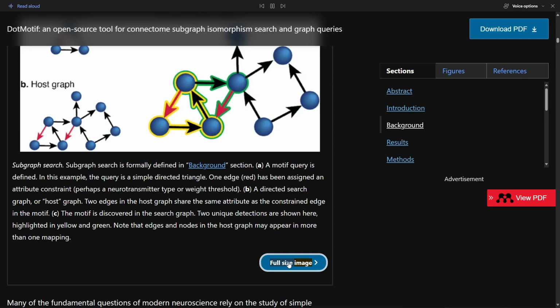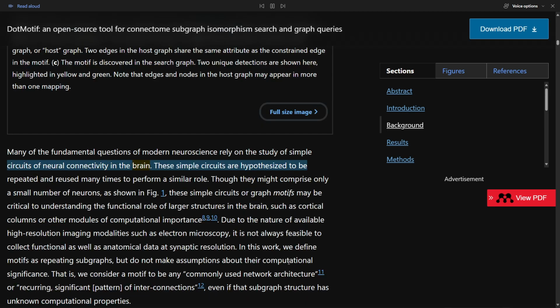Many of the fundamental questions of modern neuroscience rely on the study of simple circuits of neural connectivity in the brain. These simple circuits are hypothesized to be repeated and reused many times to perform a similar role. Though they might comprise only a small number of neurons, as shown in Figure 1, these simple circuits or graph motifs may be critical to understanding the functional role of larger structures in the brain, such as cortical columns or other modules of computational importance 8, 9, 10.